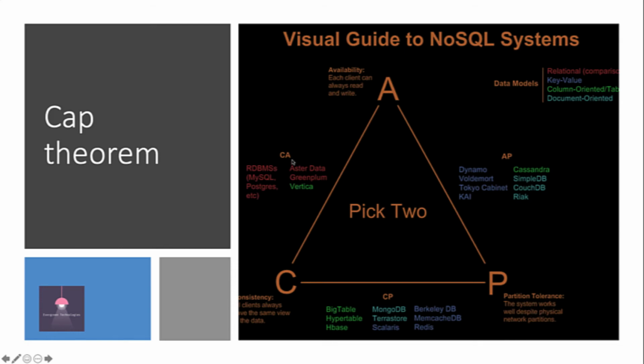For each pair of properties, there are databases which optimize those 2 properties. For example, MySQL RDBMS optimizes consistency and availability, whereas CP, consistency and partitioning, is optimized by Bigtable, MongoDB, and HBase. Availability and partitioning is usually optimized in certain databases like Cassandra, Dynamo, Voldemort, Tokyo Cabinet, CouchDB, Riak, and Kai. So these are the different NoSQL databases.